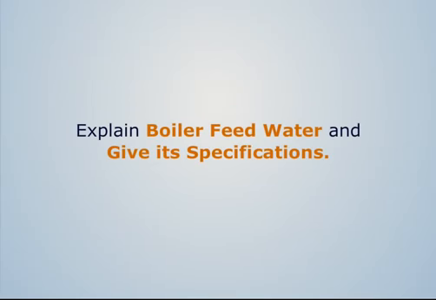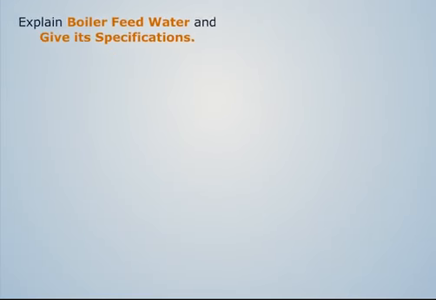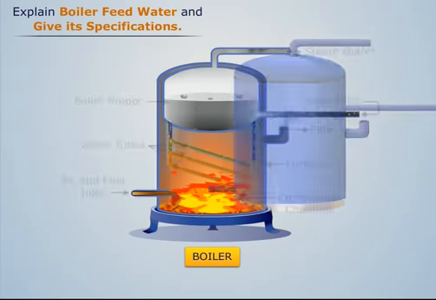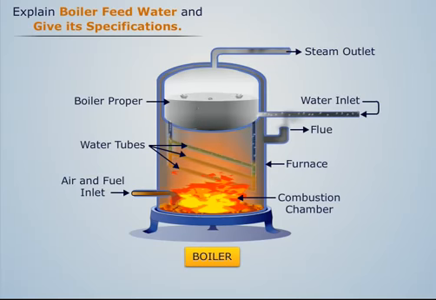Explain boiler feed water and give its specifications. Generally, boilers are used in industries to generate steam, which in turn is used to generate power and heat. Thus, a boiler is a device for generating steam.